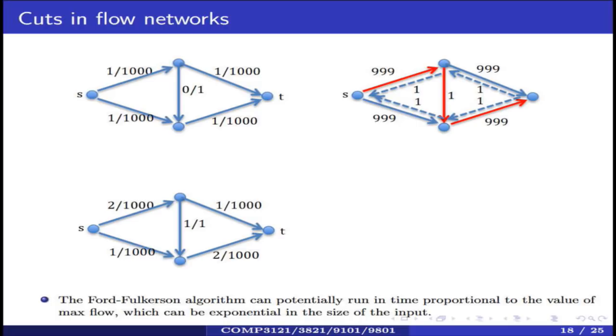But notice this is exponential in the size of the problem. How many bits does it take to encode a capacity of 1,000? Only log of that many bits. But your procedure lasts in time that is proportional to the value 1,000, not to the number of bits to encode this 1,000. So potentially Ford-Fulkerson can run in exponential time, and that's a disaster, because it won't converge.